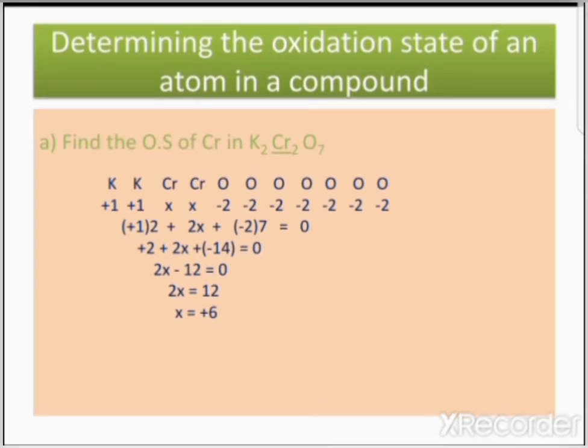Since K2Cr2O7 is a neutral molecule, therefore the sum of oxidation numbers must be 0. By calculating for the value of X, X is equal to +6. It means the oxidation state of 1 chromium in K2Cr2O7 is +6.